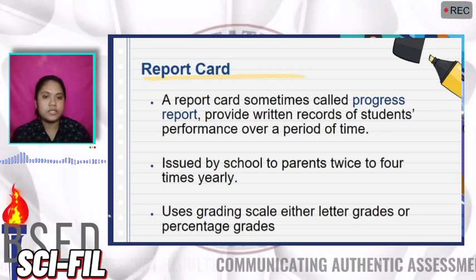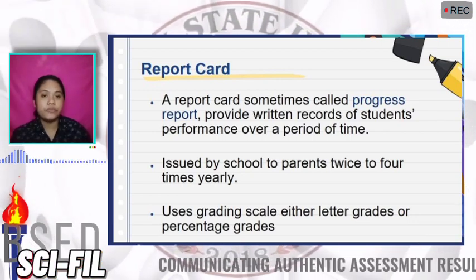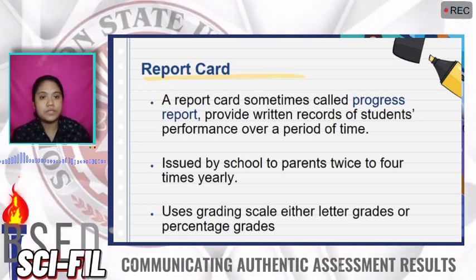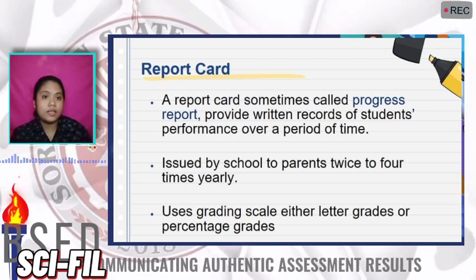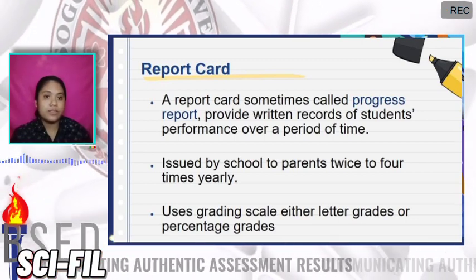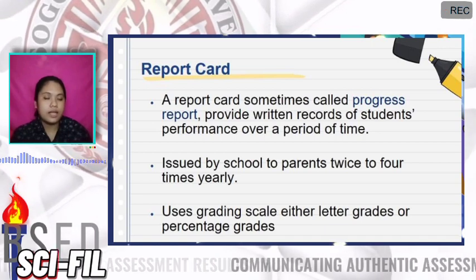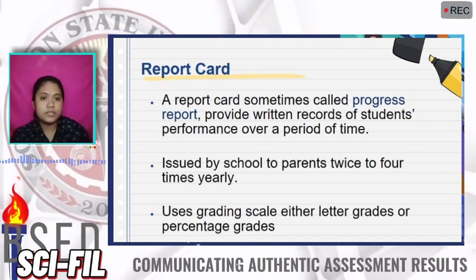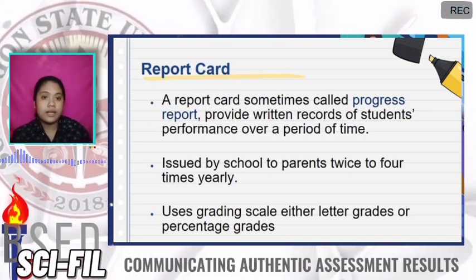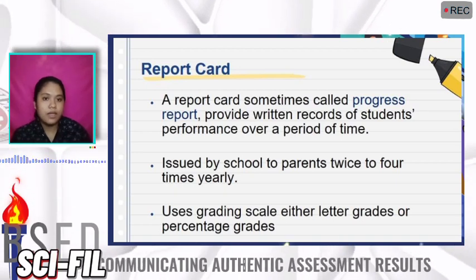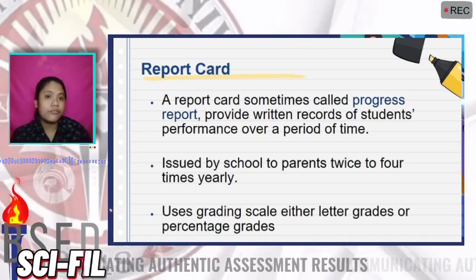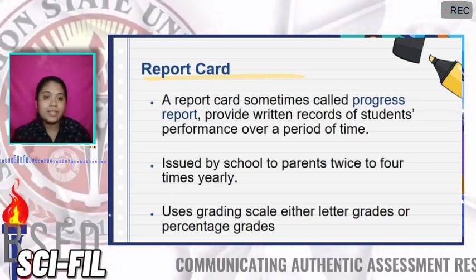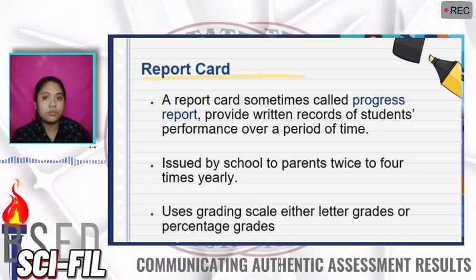A report card, or sometimes called progress report, provides written record of students' performance on curriculum outcomes over a period of time. It is issued by the school to the students' parents twice to 4 times yearly. A typical report card uses a grading scale, either percentage grades or letter grades, scored in a class taken by the students. A typical report card today are frequently issued in automated form by computers, making it easier for teachers to record and compute grades.